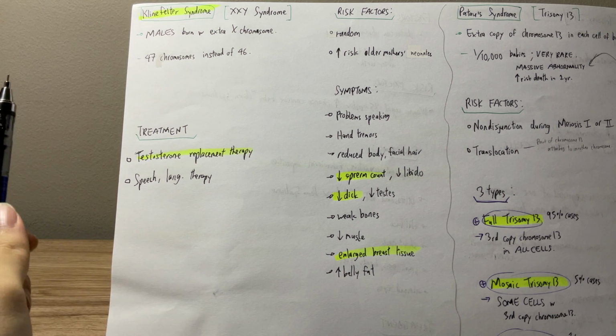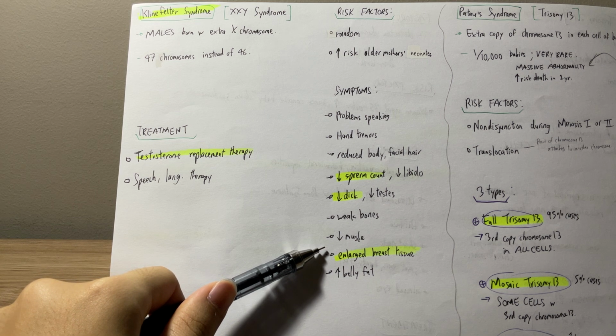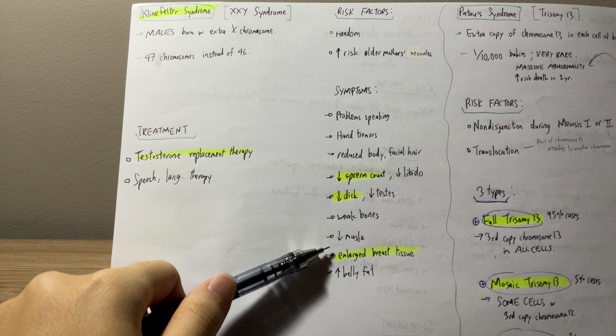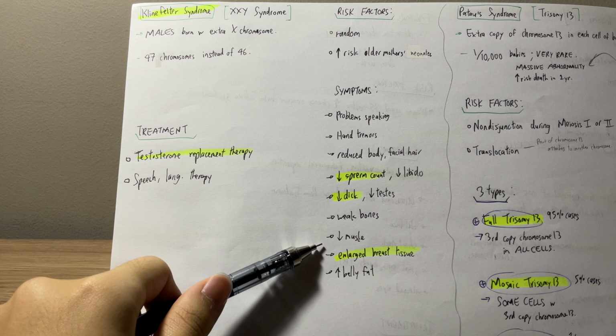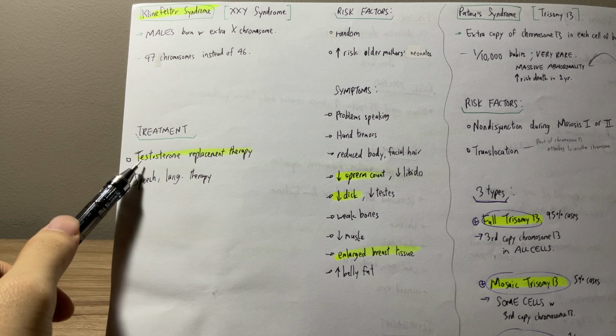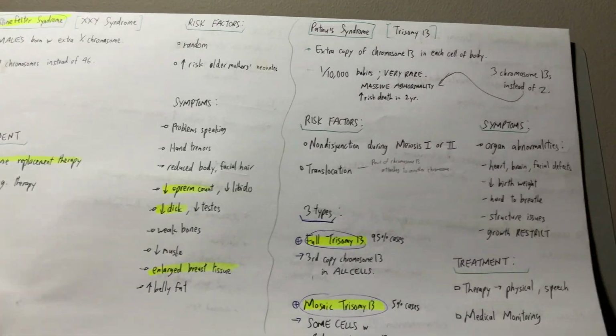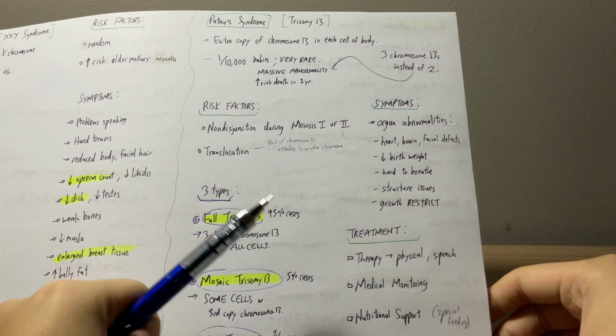From my schema, regarding enlarged breast tissue, I think this is because of estrogen. I am yet to confirm, but from what I remember, too much estrogen causes enlarged breast tissue. So it makes sense for testosterone replacement therapy to be one of the treatments. So yes. Next, we have Patau's syndrome.